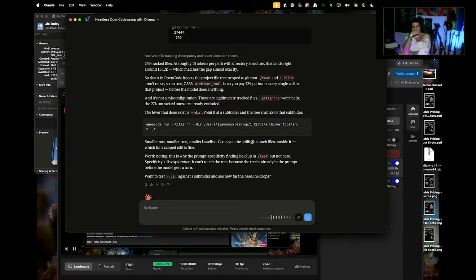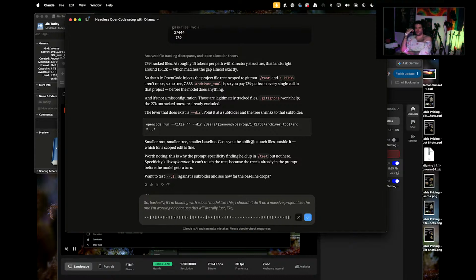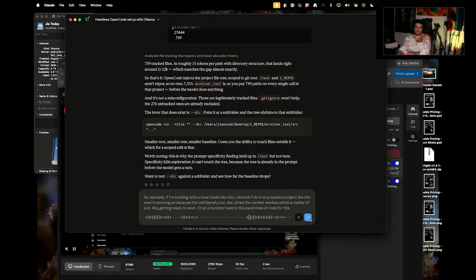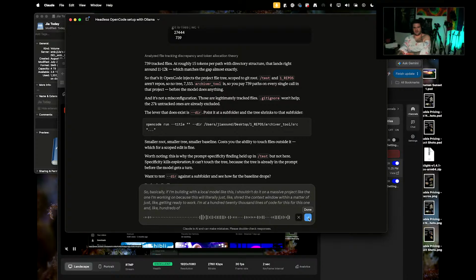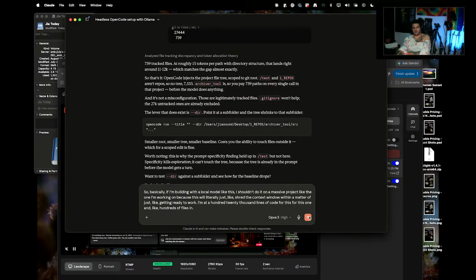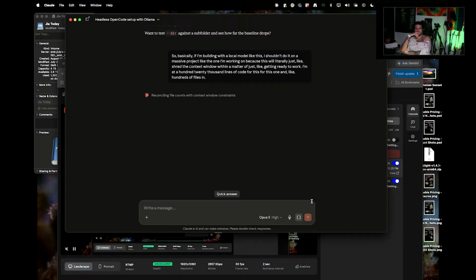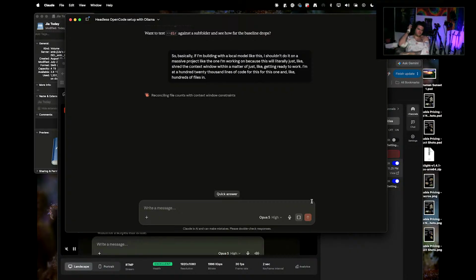So basically, if I'm building with a local model like this, I shouldn't do it on a massive project like the one I'm working on, because this will literally just shred the context window within a matter of just getting ready to work. I'm at 120,000 lines of code for this one, and hundreds of files in. That explains a lot.